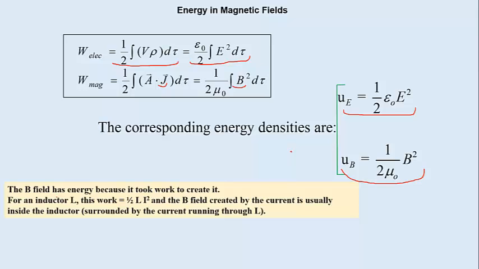Well, the B field then has energy because it took work to create it. For an inductor L, this work is 1/2 L i squared. And the B field created by the current is usually inside the inductor, and it's surrounded by the current running through L. So therefore the B has some sort of finite surface through which it can be defined.